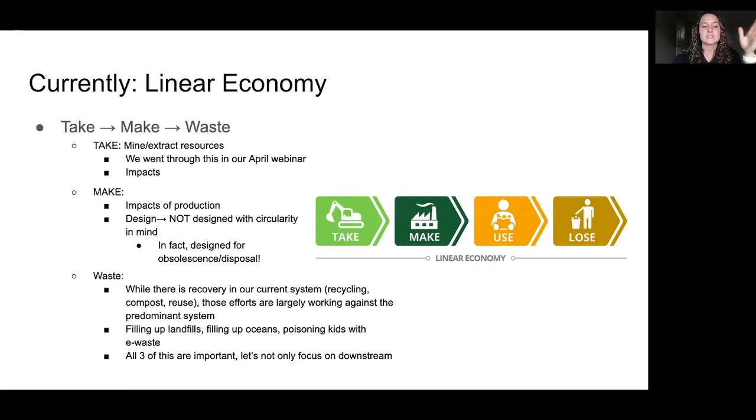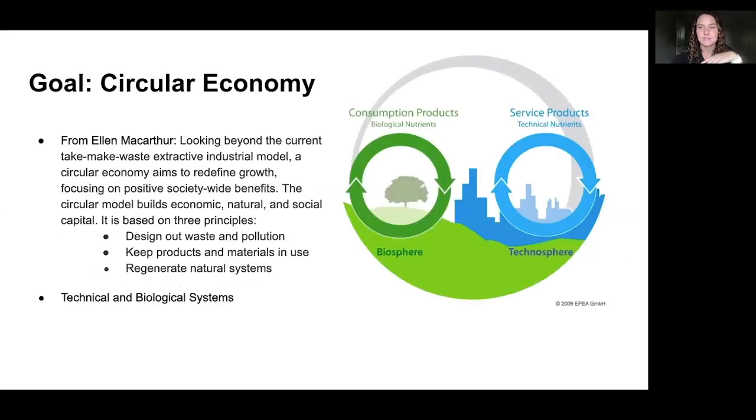And we need to look at solutions in all three of these sections so we can actually redesign and rethink this economy to make it circular. Okay. So that was our linear economy. So now that we've talked about what circular economy is not, which was that, it's time to talk about what it is.